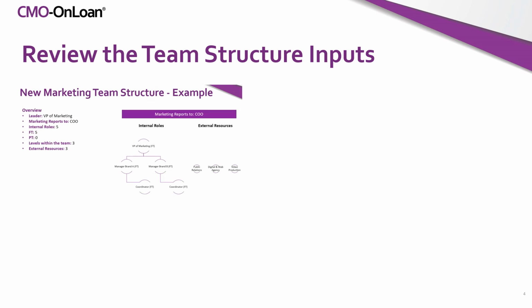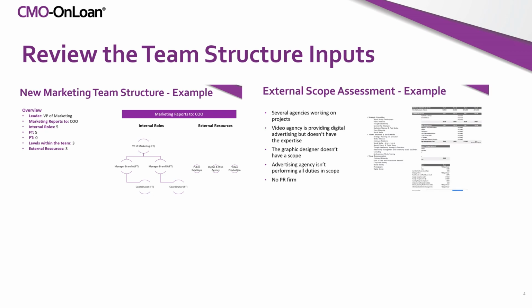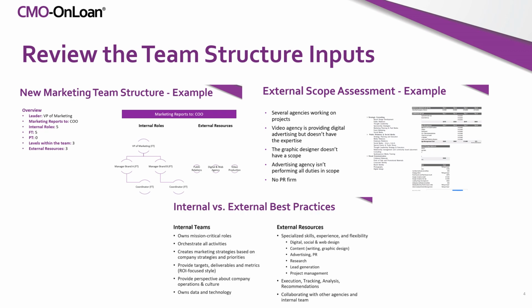So looking at the team structure inputs, we had the new marketing team structure as an example. So you get a sense for the different, on the right side, you'll see the external resources. Then a scope assessment of what you have now. We talked about this in the last one on how do you think about what they're doing and are they doing what you need them to do? And then finally, look at external and internal best practices to make sure the things that you're going to ask the external resources to do make the most sense for them.